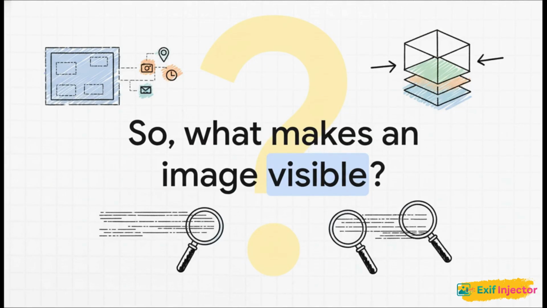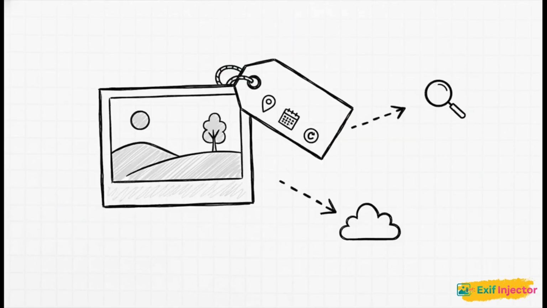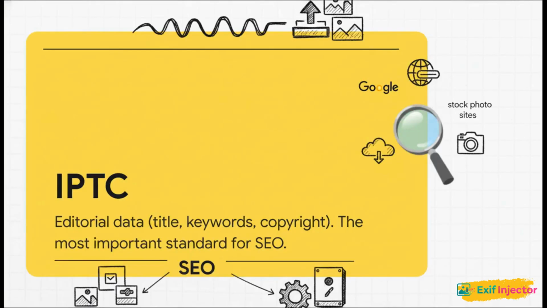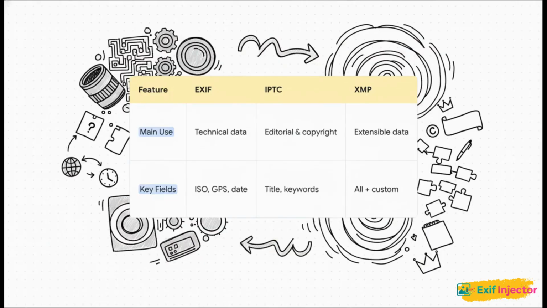This stuff is called image metadata. Think of it like a digital ID tag for your picture. It tells search engines what it's all about. Now, there are a few kinds, but IPTC is the big one. It's what Google really cares about. Here's the breakdown. EXIF is for tech specs, IPTC for descriptions, and XMP is for anything custom.